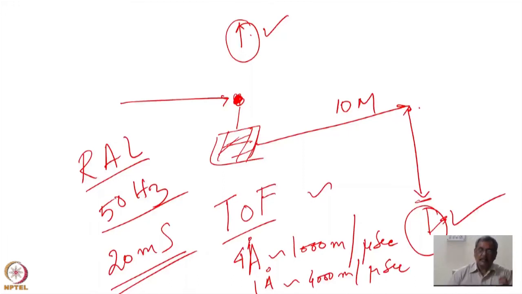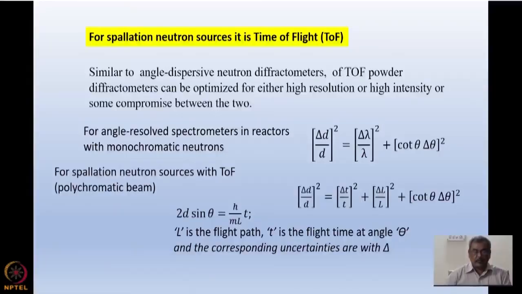First pulse, start the clock. Neutron detected, stop. Second pulse, start the clock. Neutron reaches detector, stop. So that is how, pulse by pulse, we can do the spectroscopy. So in this case, 2d sin theta equals lambda.